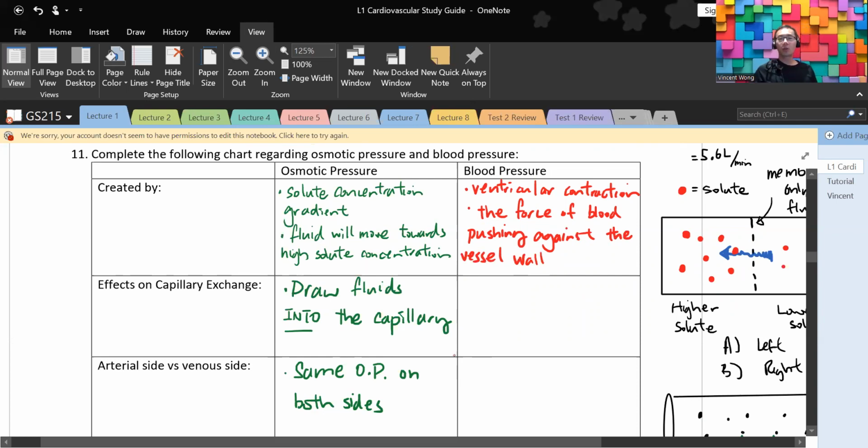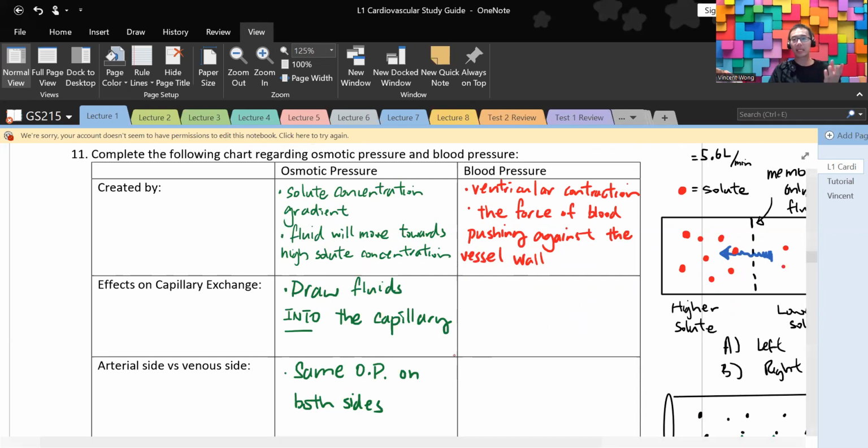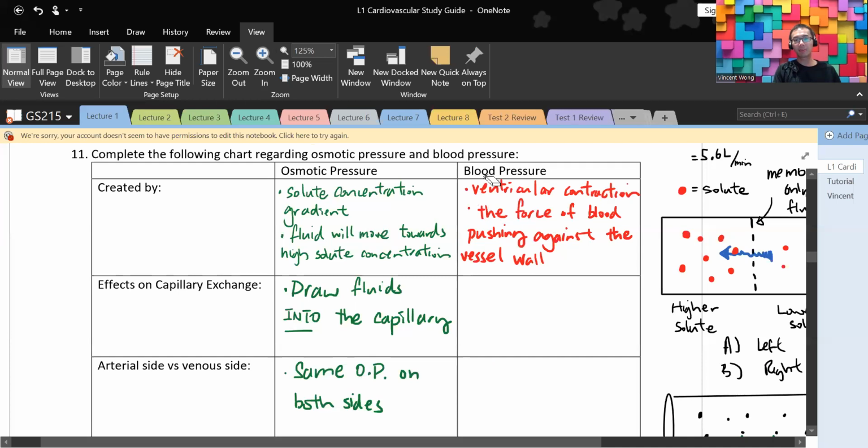So just like a water hose, when you turn on the tap, pressure is high inside, and if you poke holes along the hose, then the water is going to come out, right? So similarly, the effect of blood pressure is that it will push fluids out of the capillary.